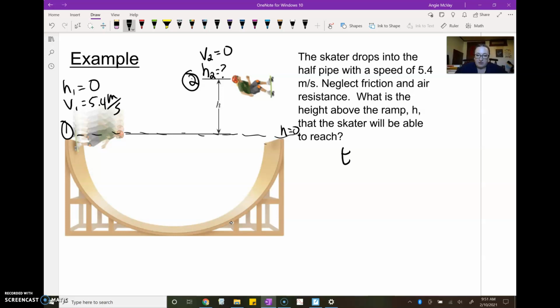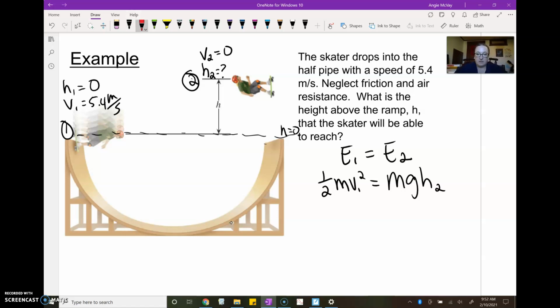Okay, so let's compare energy at position 1 and energy at position 2. So at position 1, we just have kinetic energy, no potential. It's 1/2 m v at position 1 squared. At position 2, up here, there is no kinetic energy, so there's just potential energy, m g h at position 2.